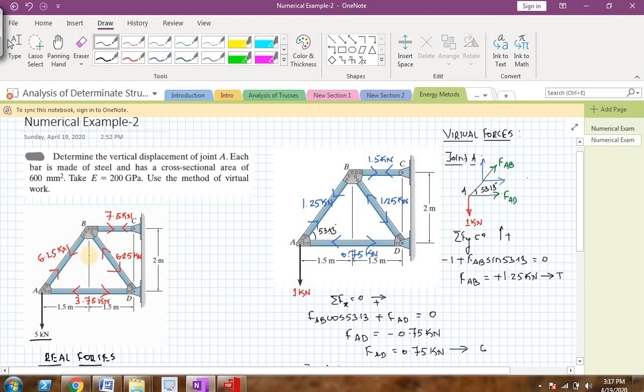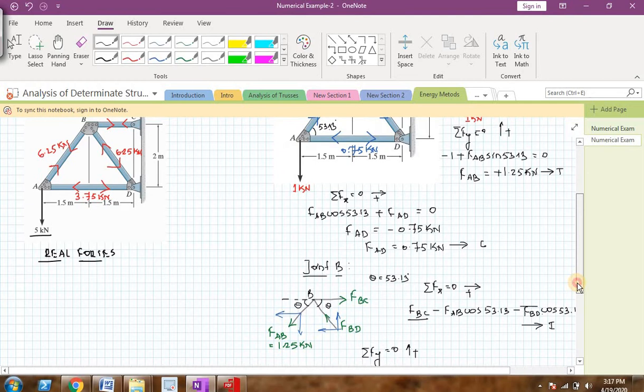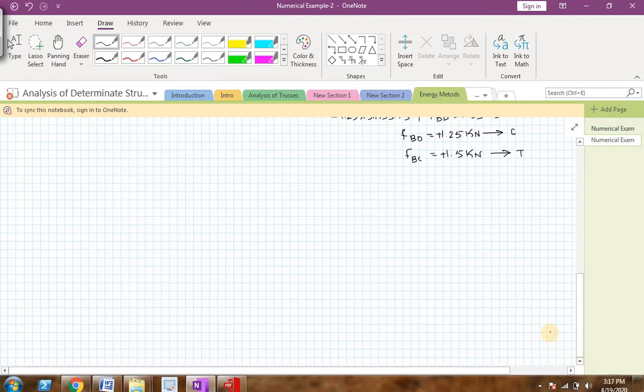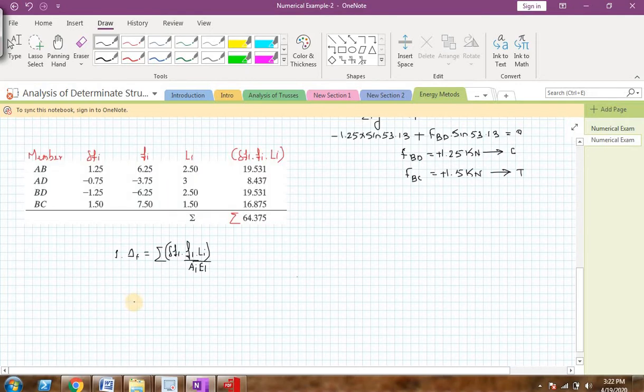Okay, now all these are called the real forces and all these are virtual forces. Now I will summarize the real and the virtual forces in a tabular format, the way I did in the previous example, so that it will be easy for me to do the calculations. So I have summarized the values of virtual forces and real forces, the length of each and every member of the truss, and the multiplication of delta Fi times Fi times Li, that is virtual forces, real forces and length of every member.